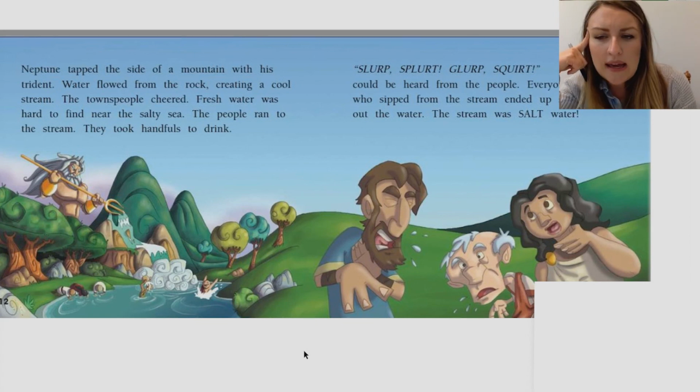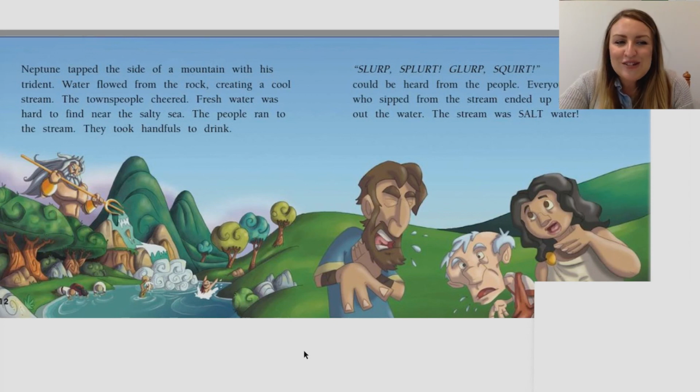What was Neptune's gift? Brilliant. He made a stream for them. How did the townspeople feel about his gift at first? Oh, yes, they were happy. They cheered. Did they actually enjoy it? No, they didn't enjoy it. Why? Because it was salt water. You weren't supposed to drink salt water.